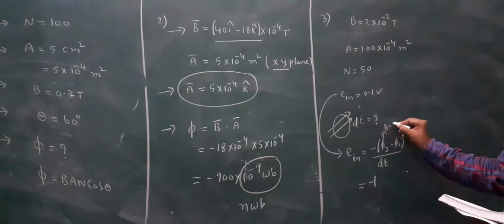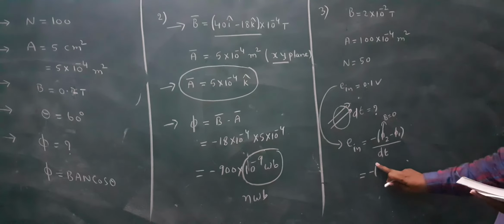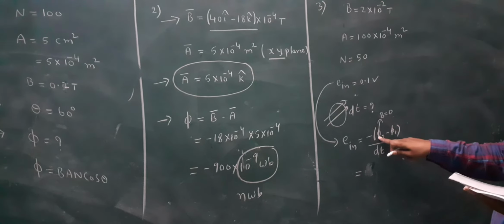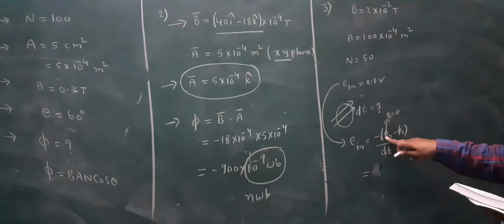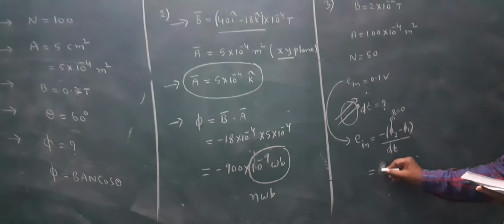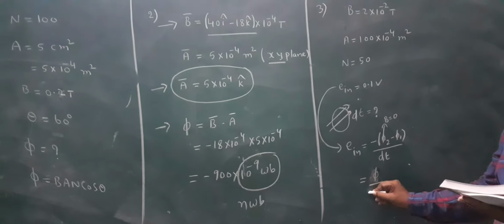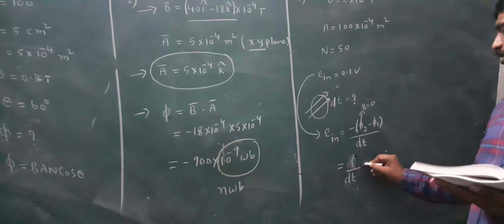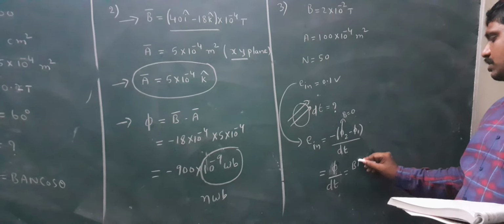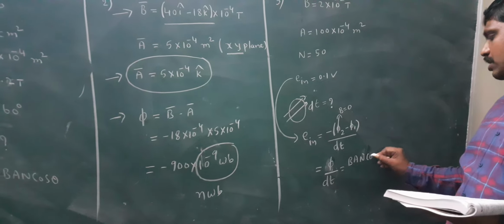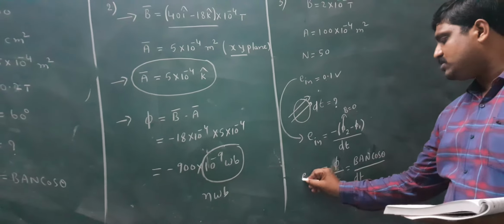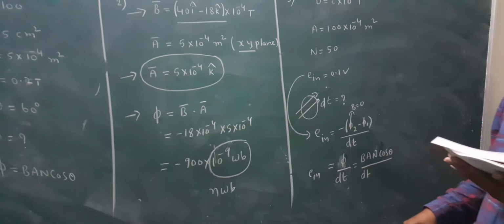Finally, the magnetic field is removed, that means B is 0. Here the magnetic field is removed, so flux is also removed, that means flux is 0. Minus of minus is plus, simply φ by dt. Here the flux formula is BAN cos theta, whole by dt. On the left side, E induced.